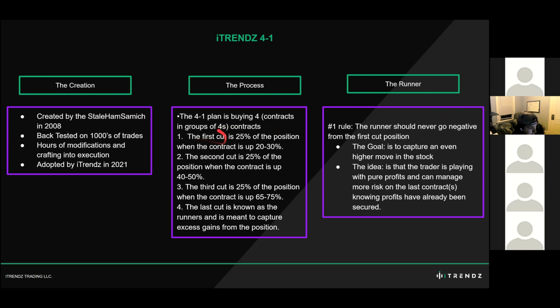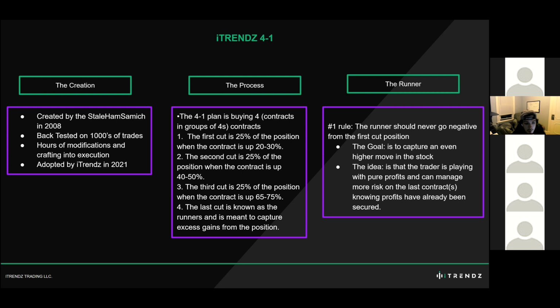You should always set it at that first cut spot. That being said, on any play that we're going green on, you start following this plan, you're at least securing 25% on all your contracts. The goal of the runner is to capture a higher move in the stock. So if we're setting a trailing stop loss, or we're watching that play continue to go and go, that gives you the ability to sit comfort free, knowing that you've already locked in 75% on the trade. That last trade, you locked in 25%, no matter where it goes.